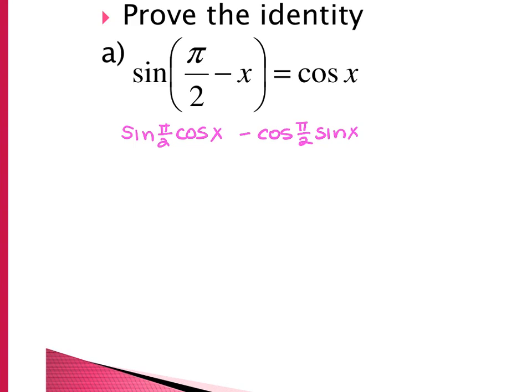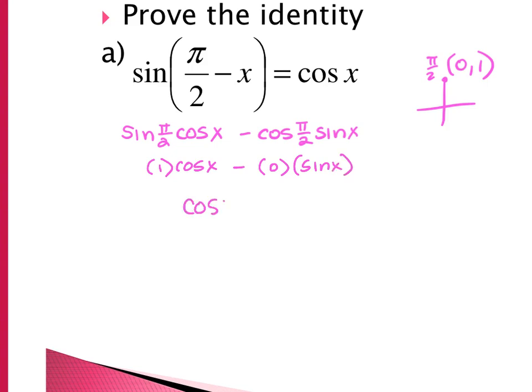Now I know nothing about x, but I do know that pi over 2 is at the top of my circle, and that coordinate point there is 0, 1. So what's the sine at pi over 2? 1. What's the cosine at pi over 2? 0. And then 1 times cosine would be cosine. 0 times sine is going to cancel out.